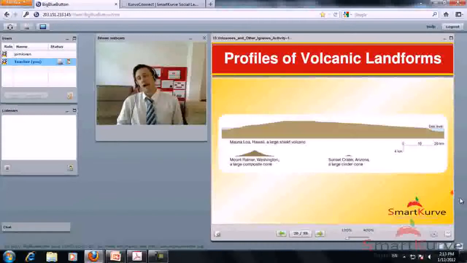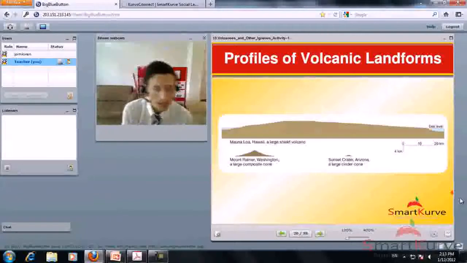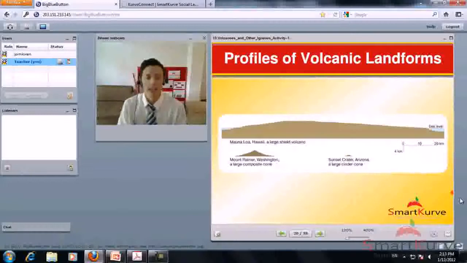Notice down at the bottom we see Mount Rainier and Sunset Crater in Arizona. Sunset Crater in Arizona, that's our cinder cone. As you can see, they are much, much smaller than the other two. And then Mount Rainier, a composite cone. They're going to have much more violent eruptions because of the high silicate, high viscosity lava that has a lot of gas trapped in it. So there's going to be much more pressure, so the eruptions are much more violent.